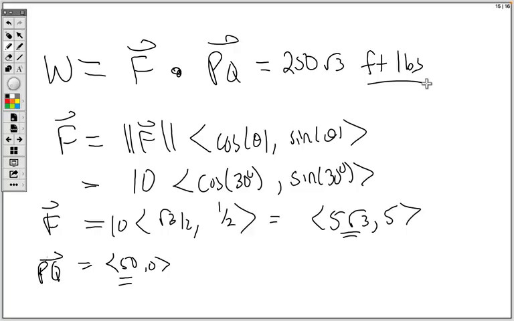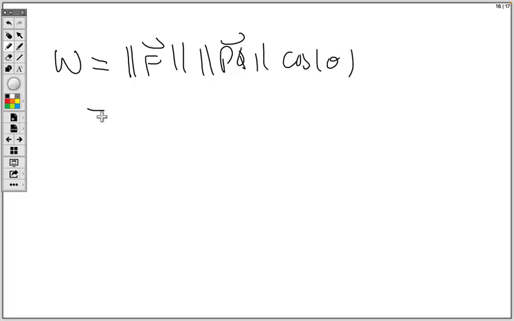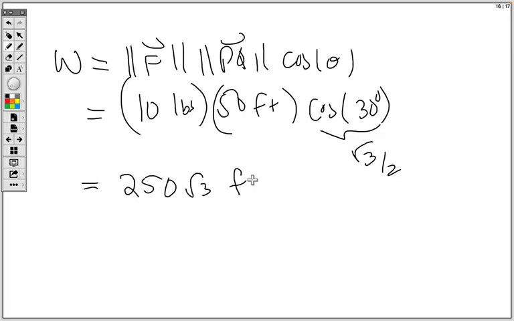So that's how you can go about it if you want to model it as a dot product. Or you could look at the magnitude of F, magnitude of PQ, times the cosine of the angle between them. It's 10 pounds over 50 feet, once again times the cosine of 30 degrees. Cosine of 30 degrees is root 3 over 2. You'd have 500 divided by 2, in other words, 250 square root of 3 foot-pounds. You get the same answer.